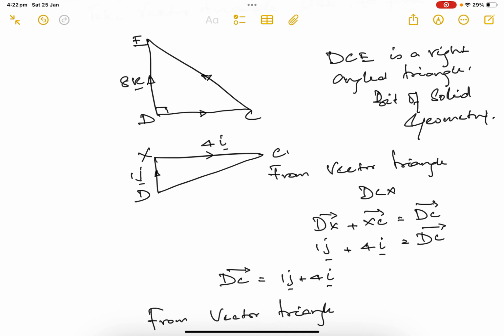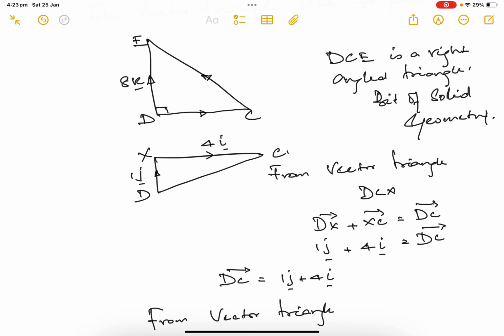So to find CE, we need to work out the other two sides, vector DE and vector DC. We do know that DE is 8k, because E is 8 units above D, parallel to k, therefore 8k vector. So vector DE is 8k. But DC we don't know.